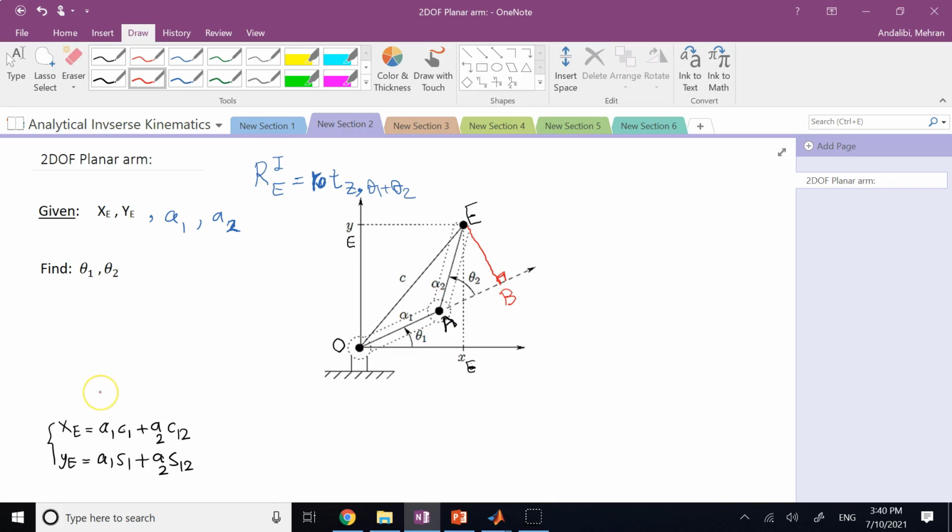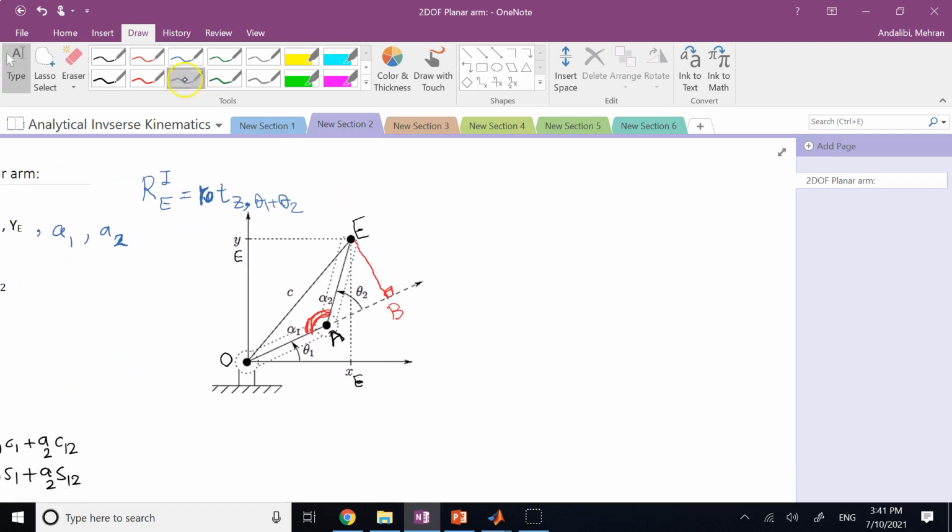Now, what do I do? I try to get this angle first. What is this angle here in red? Can I find this angle? And the answer is yes. If I look at the triangle OEA, the triangle OEA looks like this, where this is A1, this is A2. What is this angle here in terms of theta? When that is theta 2, the whole thing is pi, so that is pi minus theta 2, correct?